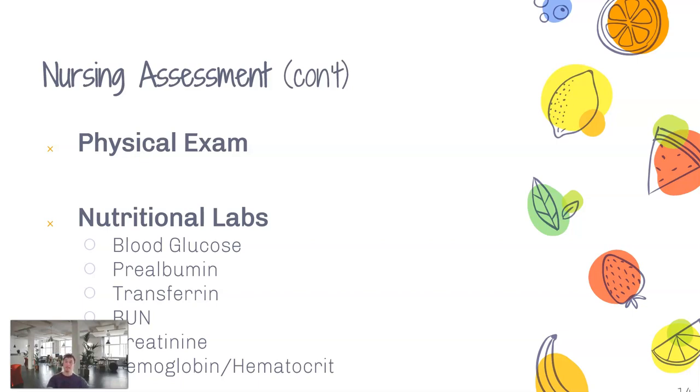BUN, or blood urea nitrogen, is used to determine how well your kidneys are working. BUN really hones in and gives us a good view of the renal system. Creatinine will have increased levels that may indicate loss of muscle mass, and it's primarily used to assess kidney function. So creatinine is also another one where we're really looking at the renal system.